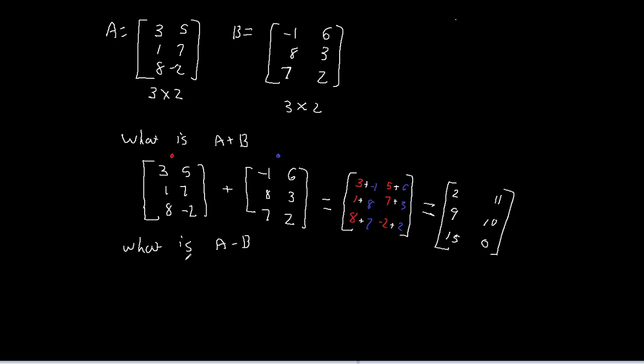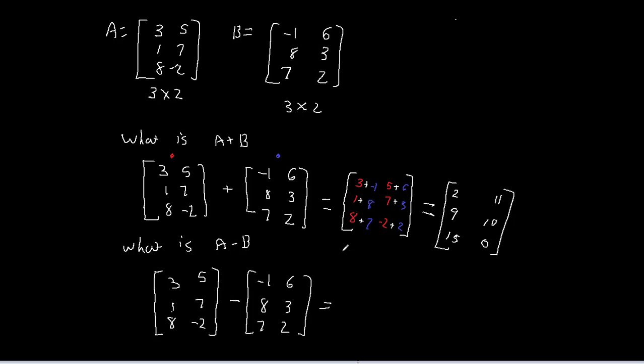So let's talk about what happens when you do A minus B. So this is again A minus B. It's always good to recopy our matrices. So let's do 3, 1, 8, 5, 7, -2. So we're subtracting, so we're going to hit the minus, and then we're going to have -1, 8, and 7, 6, 3, and 2.